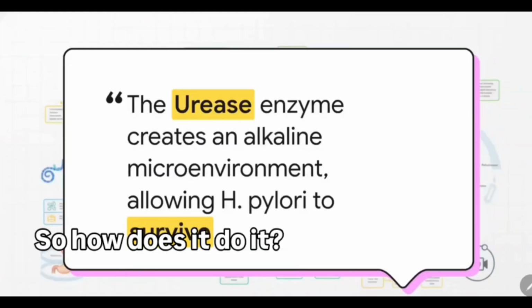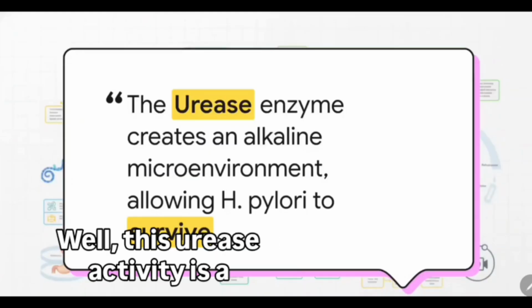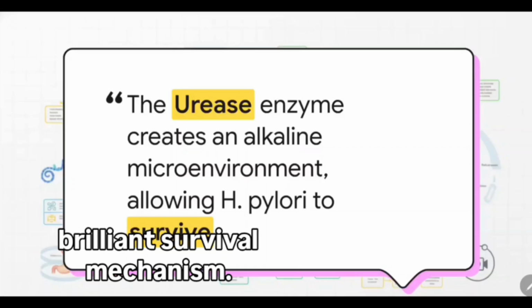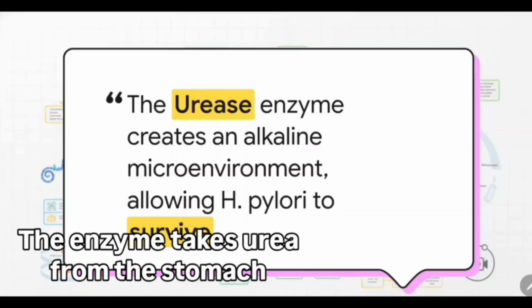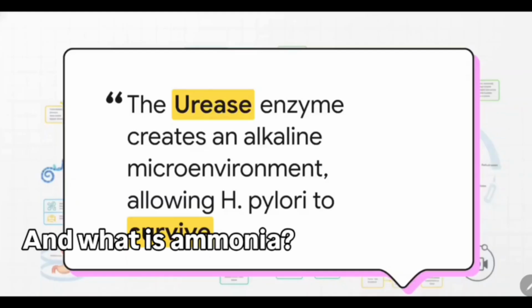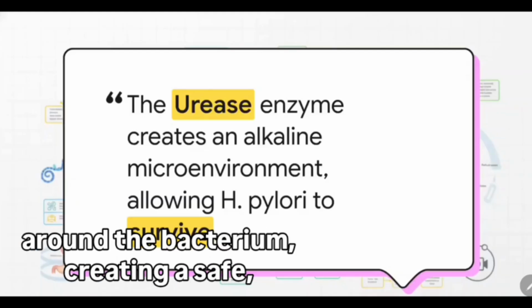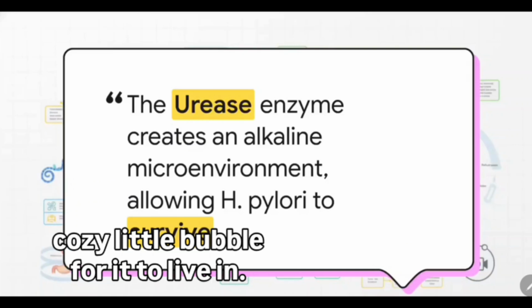This single enzyme is the absolute key to its survival. So how does it do it? How does it survive in a place with a pH of, say, 2? Well, this urease activity is a brilliant survival mechanism. The enzyme takes urea from the stomach and breaks it down into ammonia. And what is ammonia? It's alkaline. This neutralizes the stomach acid right around the bacterium, creating a safe, cozy little bubble for it to live in.